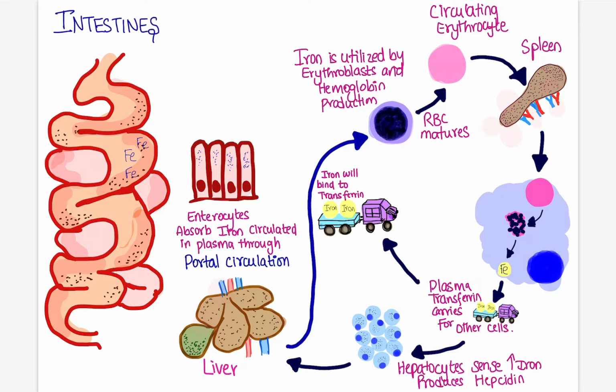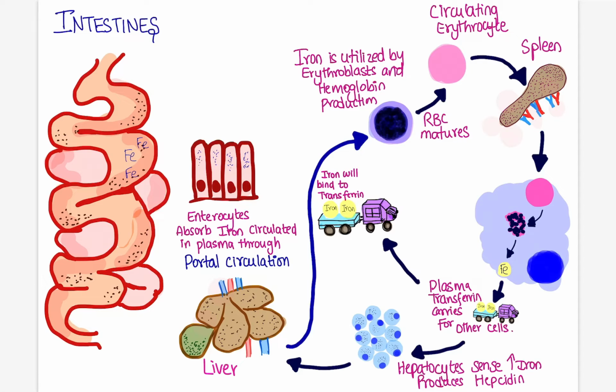And coming to the intestines, when the iron is absorbed via enterocytes, the absorbed iron is circulated into plasma via portal circulation through the liver. And then what happens? Transferrin proteins bind to iron and transfer it to the cells, for example, immature erythrocytes such as erythroblasts.